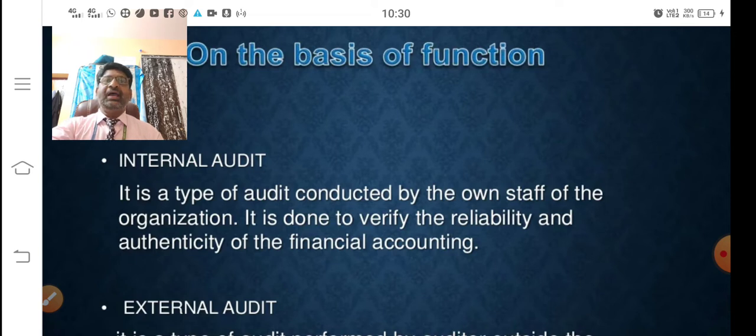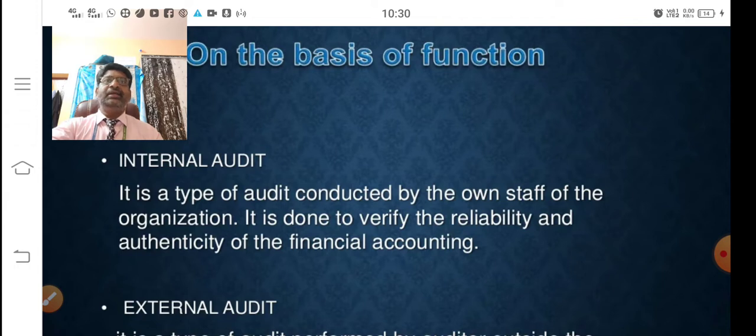It is an integral part of internal control. So, there will be some advantages of internal audit. What are the advantages? First, it is helpful to management to ascertain whether the internal check and accounting systems are adequate and effective to prevent errors and frauds.